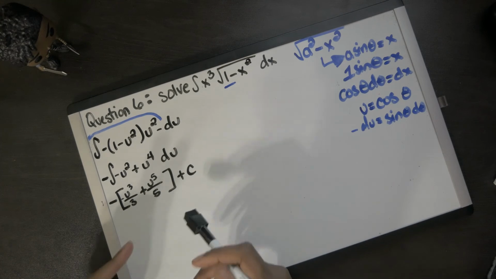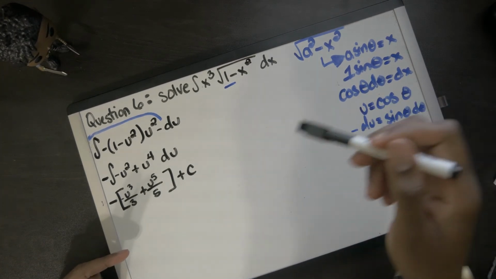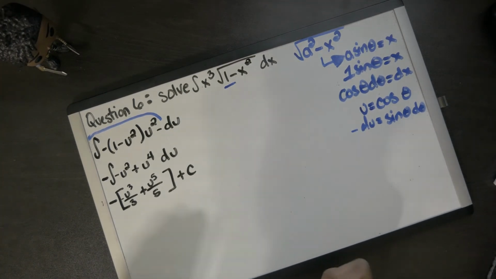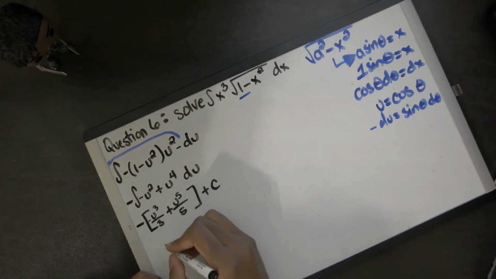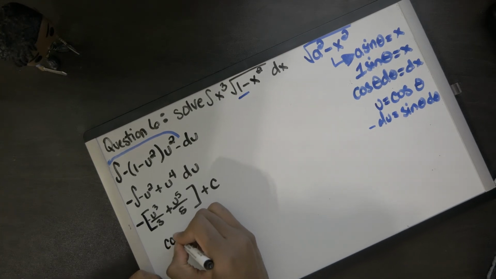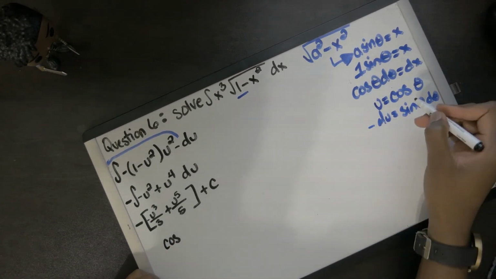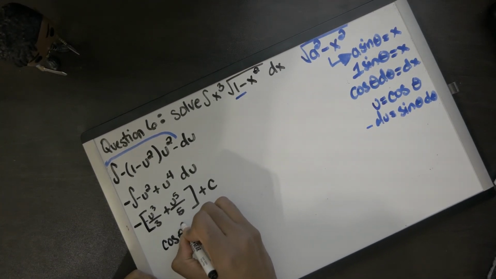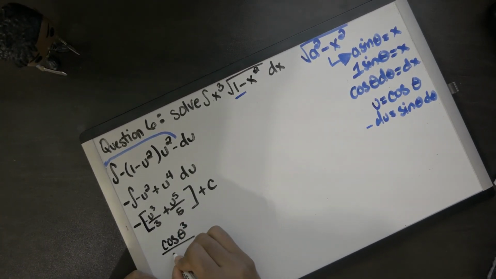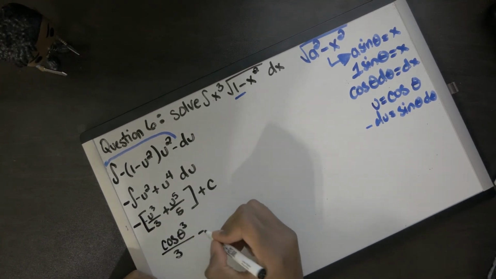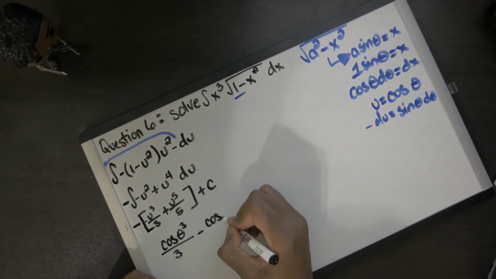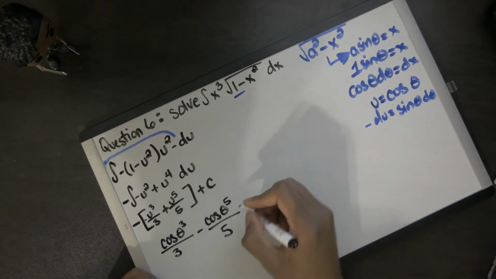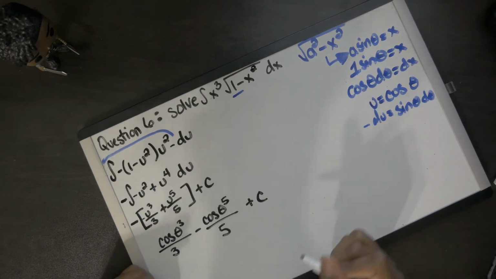Well, we have to plug in the value of what we had for u into the problem that we have currently. So once we do that, we know that we're going to have cosine theta cubed over 3, and then we're going to have minus cosine theta to the 5th over 5 plus c.